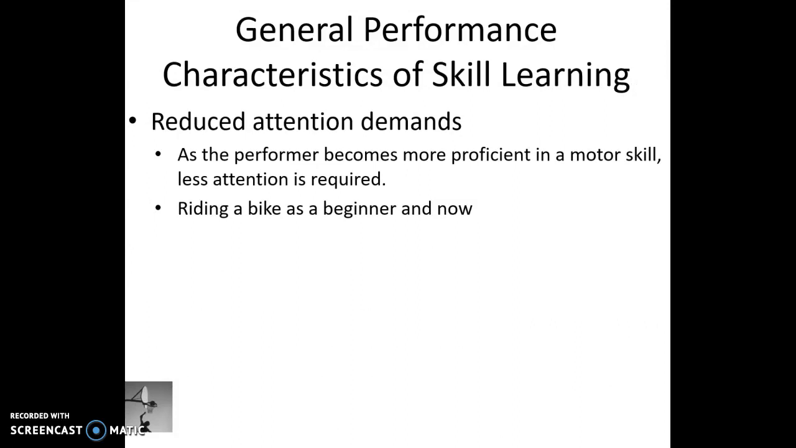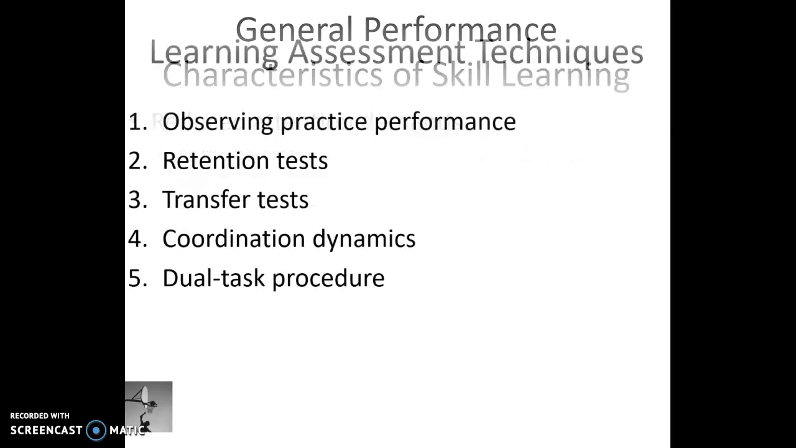Another characteristic of whether a skill has been learned or not is the reduced attention demands. We talked about attention in chapter 9, but we know that as a performer becomes more proficient, they're going to require less attention. The example there is riding a bike. You can remember when you first learned how to ride a bike and how you were attending to lots of different things. And as you got better, you realized what was important to attend to and what wasn't. And up till now, if you jump on a bike, it's an ingrained, almost automatic motor skill that you have learned. So you have reduced attention demands.